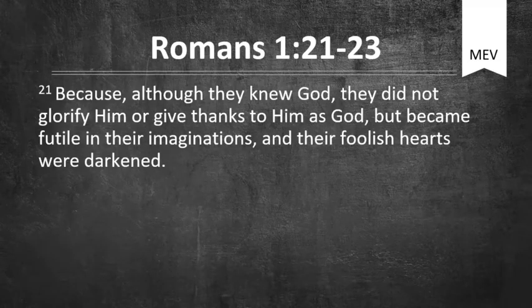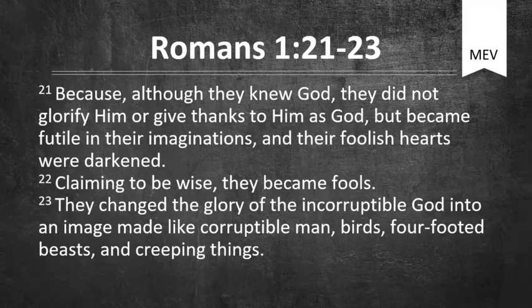Verses 21 through 23: because they knew God, they did not glorify him or give thanks to him as God, but became futile in their imaginations and their foolish hearts were darkened. Claiming to be wise, they became fools. They changed the glory of the incorruptible God into an image, like we saw in those gods, made like corruptible man, birds, four-footed beasts, four-headed people, and creeping things. So how do the people get here? They suppress the truth and unrighteousness and exchange what they know through the creation for a lie. Therefore, they believe what is false.